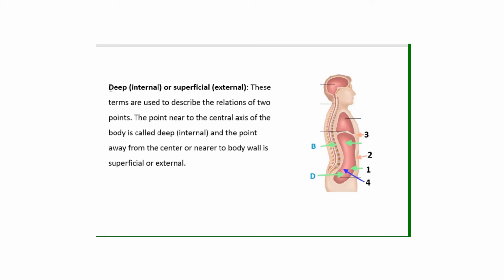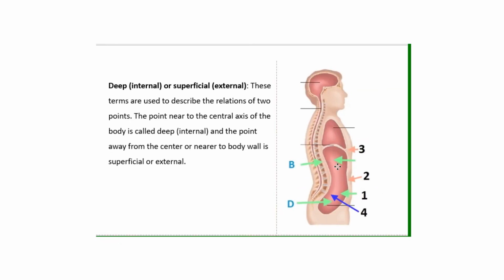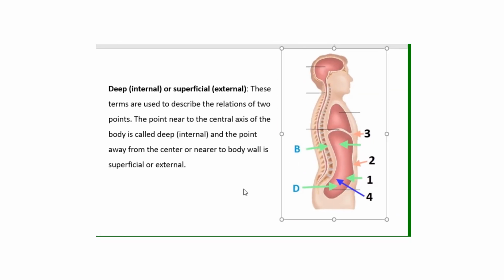Deep or internal and superficial or external is the relation of 2 points to each other. The point which is nearer to the body wall, either anterior body wall or posterior body wall, is called superficial, and the point which is away from the body wall, either anterior or posterior, is called deep.